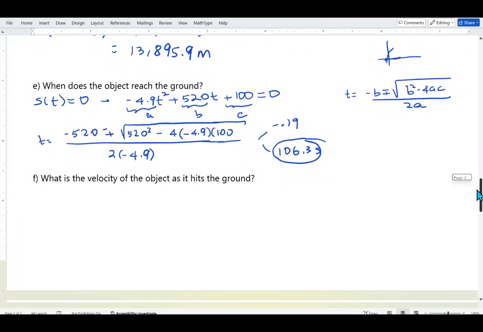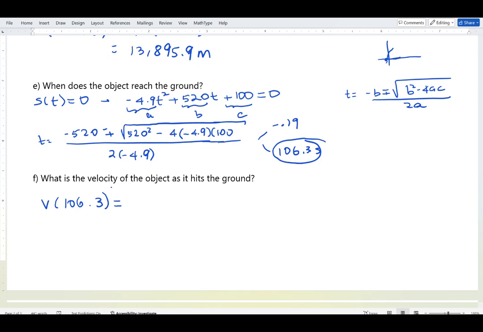Okay, the next question is, what is the velocity of the object as it hits the ground? So all we have to do is find the velocity at this moment in time. That's the velocity at the moment of impact. It comes with that velocity, but a split second later, it will stop. But we need to find what that velocity is. So find v of 106.3.